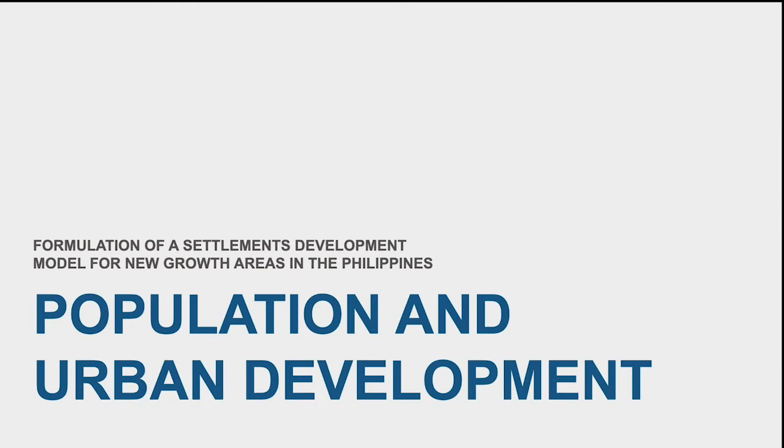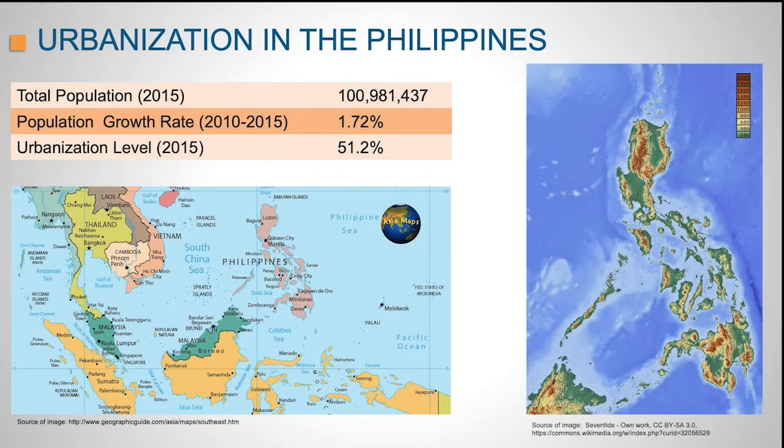We turn our attention to population and urban development in the Philippines. In terms of population size, the Philippines remains one of the biggest countries in Asia and in the world. The total population of the Philippines is 100,981,437 as of August 1, 2015. The nation grew by 8.6 million between 2010 and 2015, and by 24.5 million between 2000 and 2015.